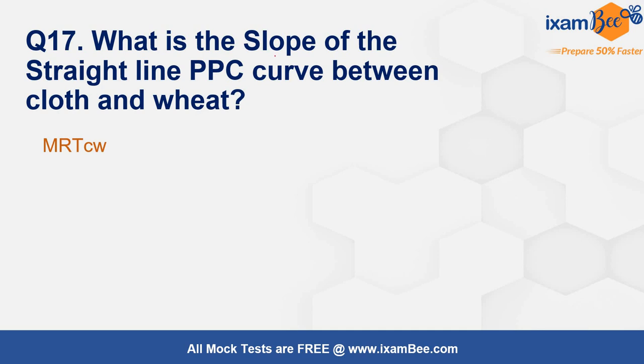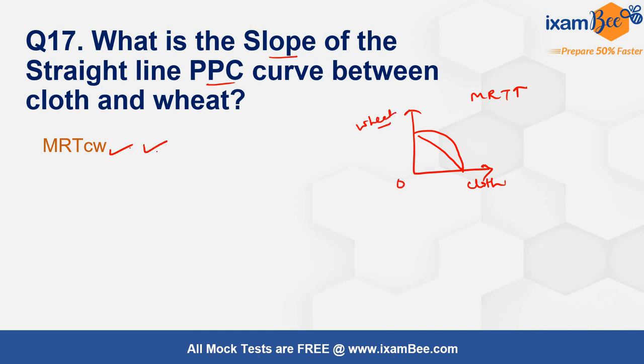Next question was on what is the slope of the PPC curve. We all know that the slope of PPC curve is the marginal rate of transformation, and PPC is concave towards the origin, so MRT is increasing. For a straight line PPC, MRT would be constant, and this would be the slope of the production possibility curve. Here it was mentioned that cloth is plotted on the x-axis and wheat on the y-axis. So accordingly, the slope of the PPC would be MRT.